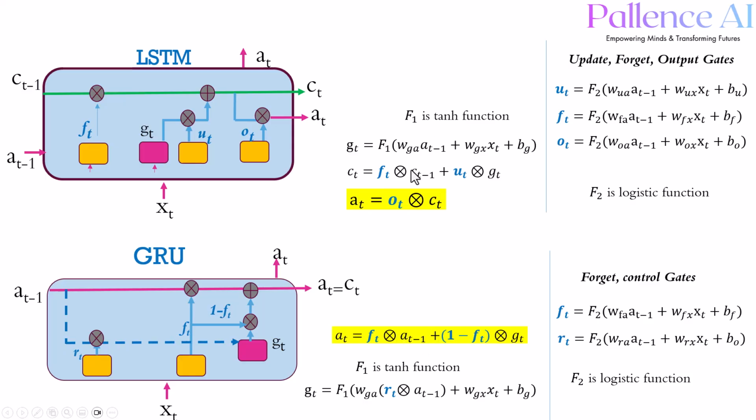So in GRU, instead of having two gates, FT and UT, you just have one gate, FT and 1 minus FT. And then the GT itself, instead of directly using AT minus 1, you use a control gate RT, you multiply that with AT minus 1, and then you use that to multiply with this weight matrix and add to the WGX multiplied by the XT plus BG. And on top of that, you apply this F1 activation function, which is the tanh function. Hopefully you can see the differences between LSTM and GRU. In practice, both of these work pretty well.